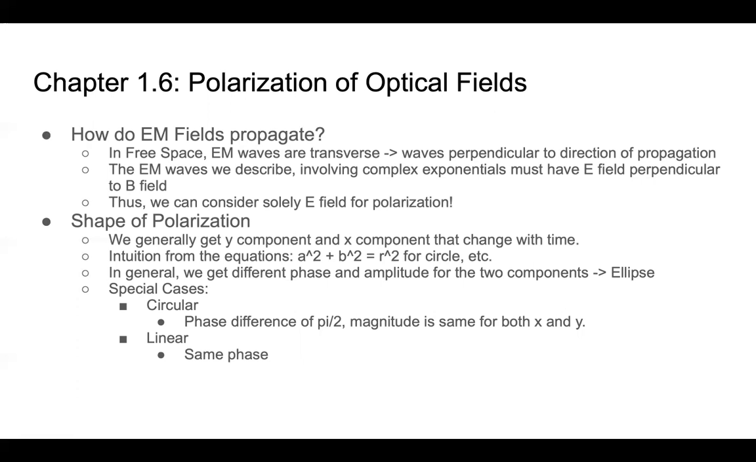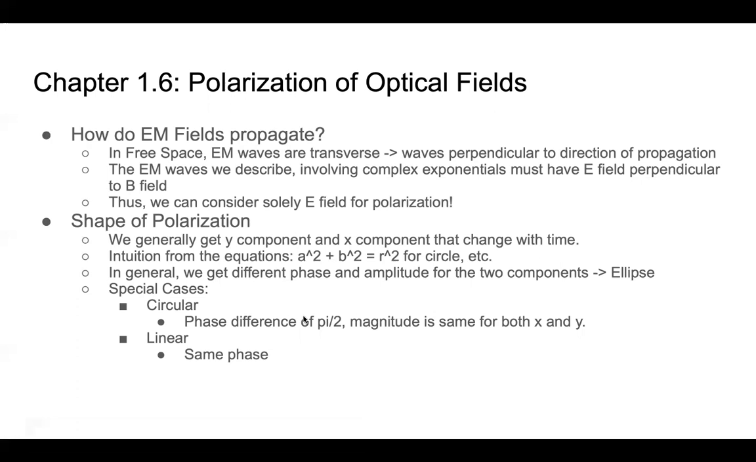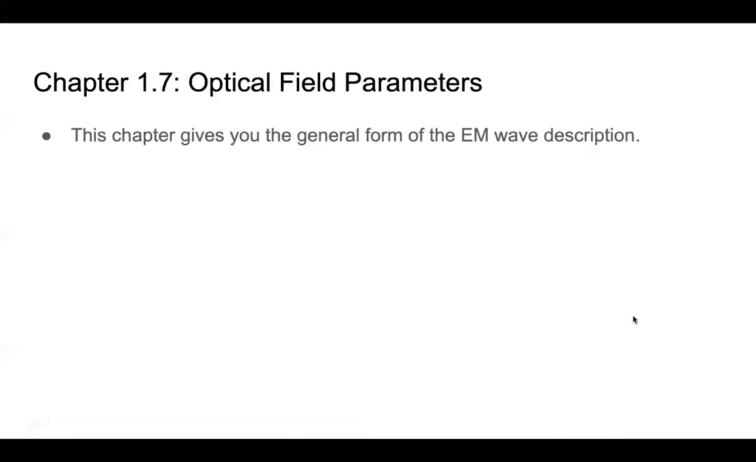If you have a polarizer that polarizes up and down, and another with polarization side to side, you can't see anything if light goes through the first one and then the second one, which is kind of interesting. That has to do with linear polarization. Circular is where you see the wave go in a circle, and the ellipse will trace out an ellipse. So this chapter just gives you the general form for the electromagnetic wave. It's not too exciting.